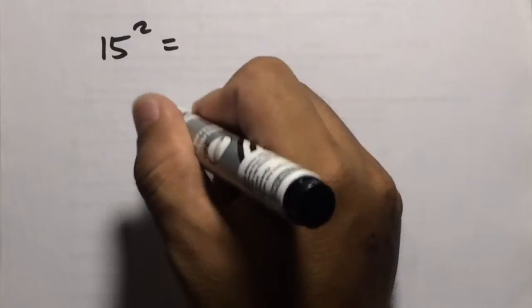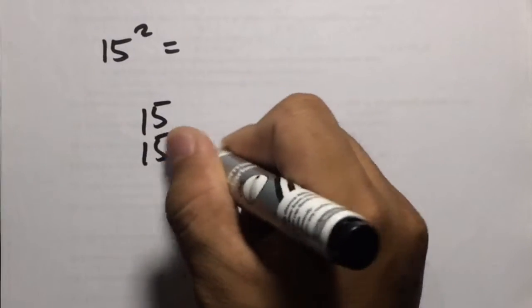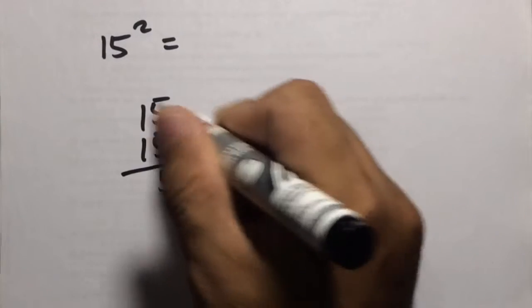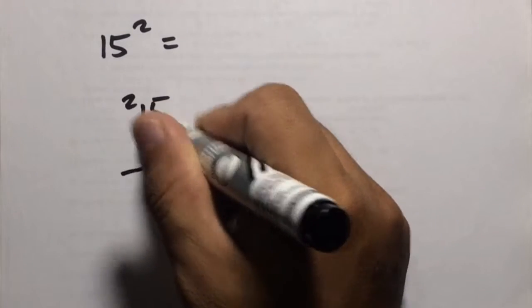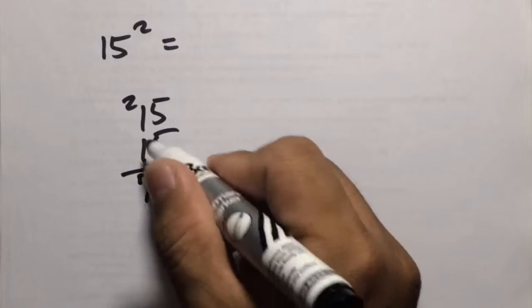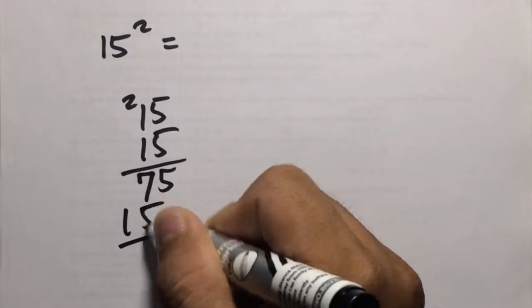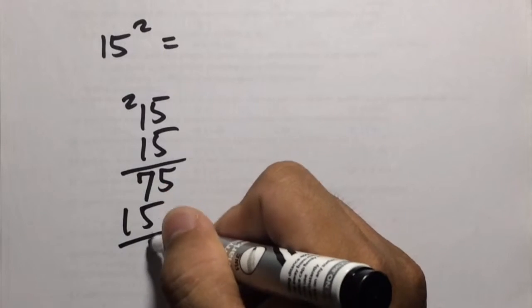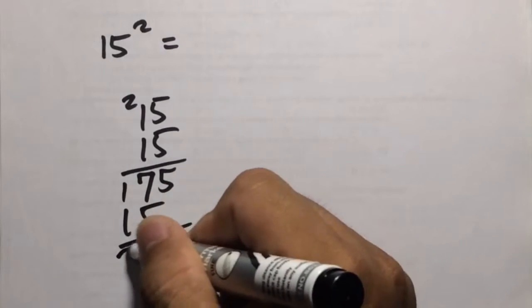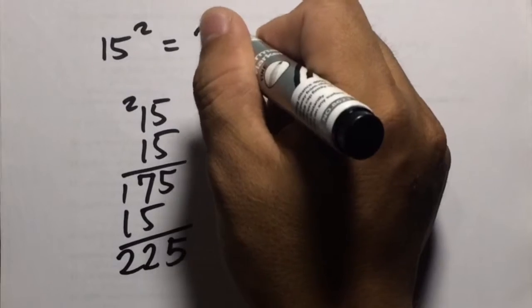So we're going to have here 15 times 15, and 5 times 5 is 25, 5 times 1 is 5, plus 2 is 7, then 1 times 15 is 15. Then we're going to have our answer as 5, then in here 7 plus 5 is 12, then our answer will be 225.